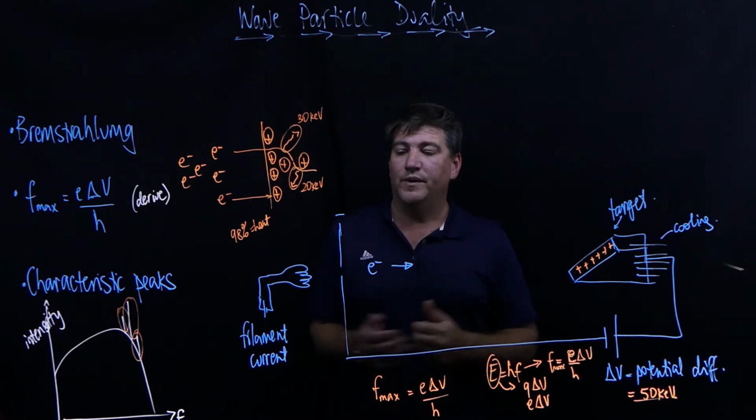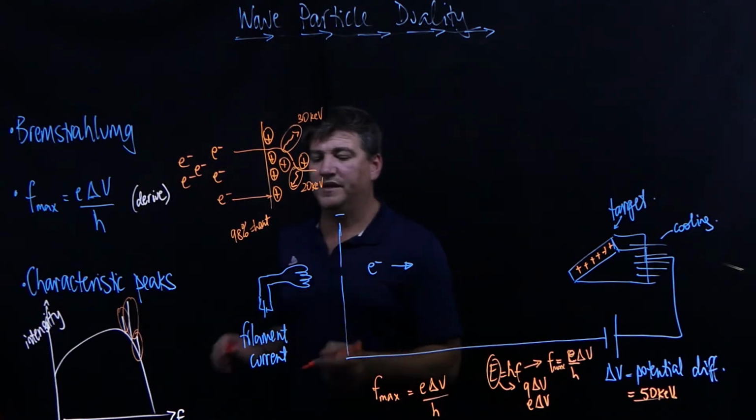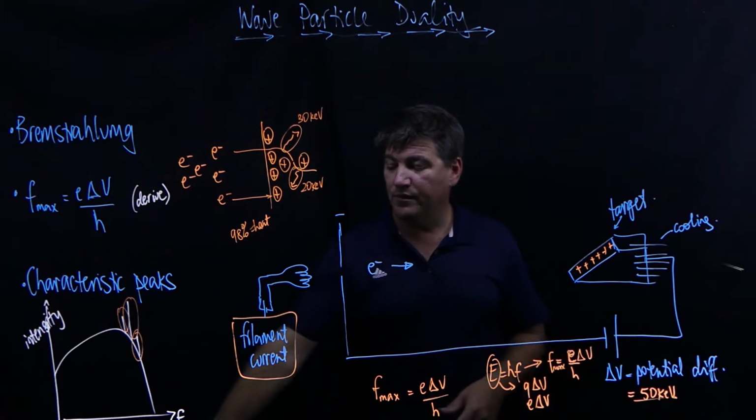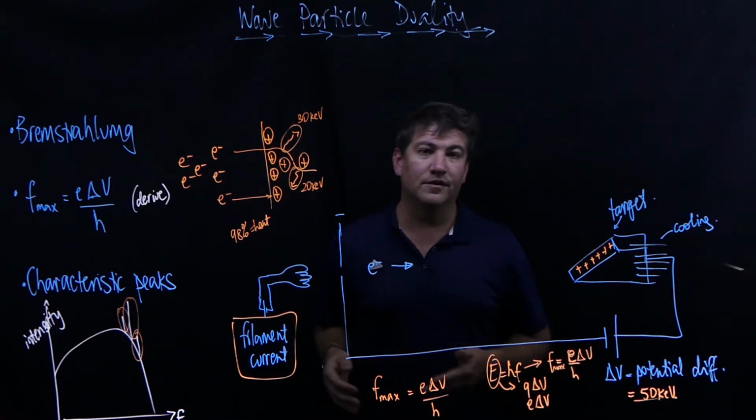Other things we can do: we can change what's called the filament current. Now, the filament is, just like it says, a filament, and it will produce the electrons that are going to be accelerated across the evacuated tube.